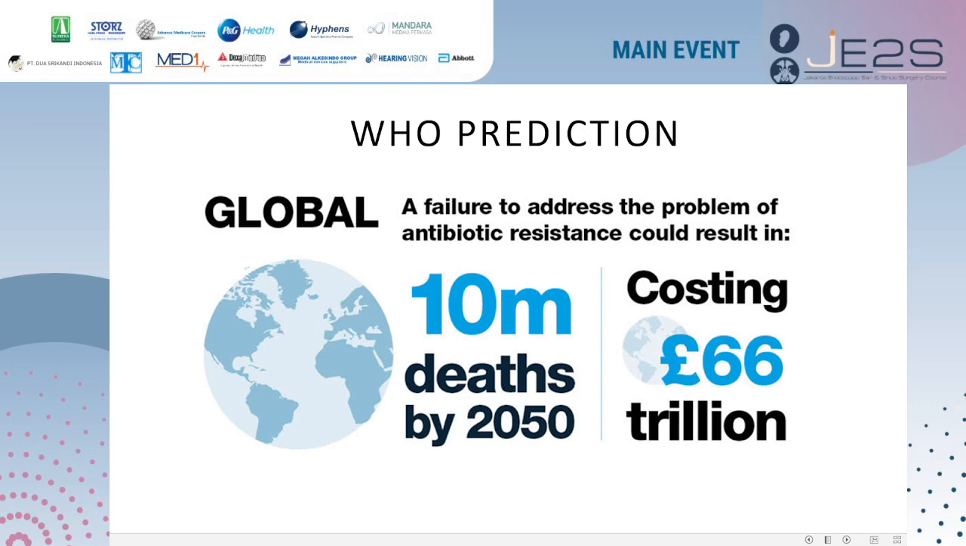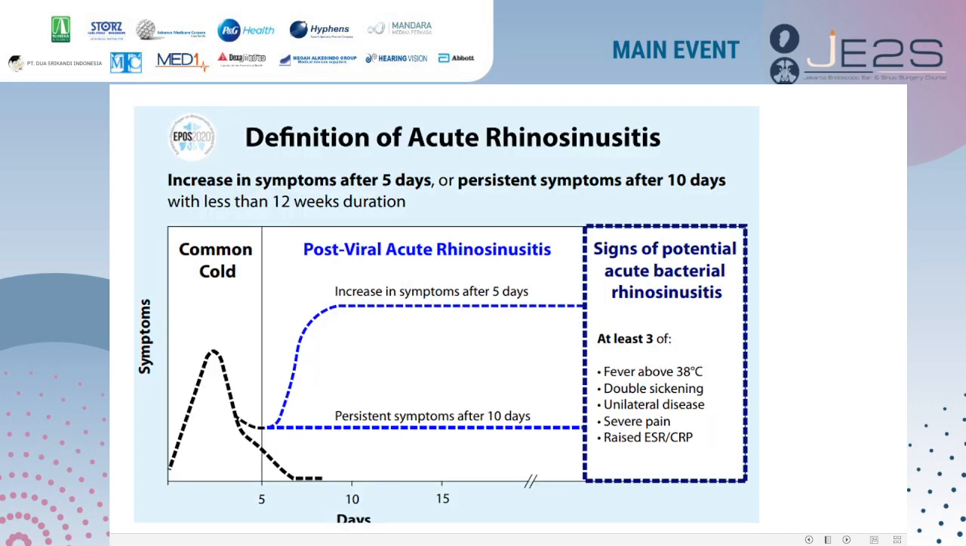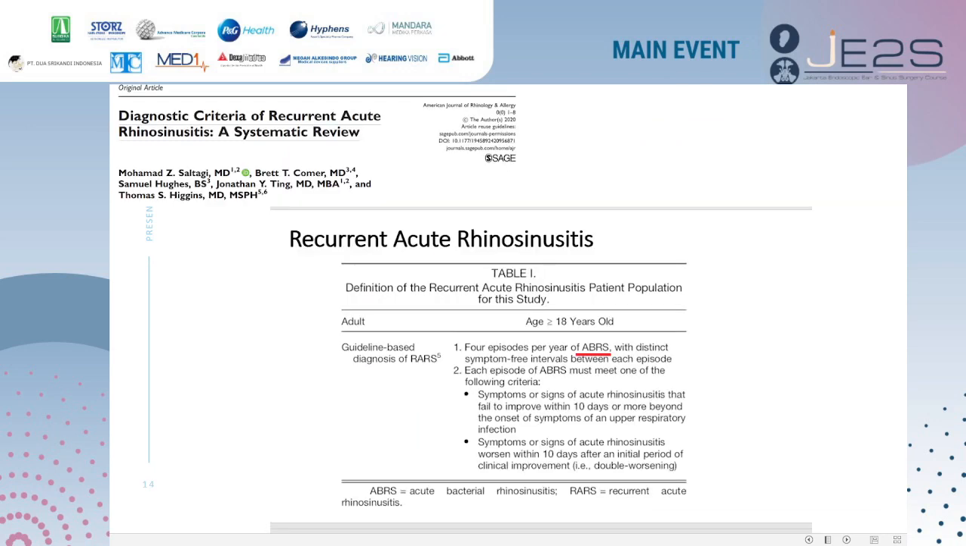Recurrent acute rhinosinusitis is one of the phenotypes that is quite unique because sometimes it's difficult for us to diagnose and to make a conclusion, because some patients with recurrent acute rhinosinusitis come to us with a normal endoscopy or normal CT scan, so there is a guideline that gives us how to make a diagnosis. Minimum 4 episodes per year right now, with acute bacterial rhinosinusitis, and each episode should have symptoms or signs of acute rhinosinusitis that fail to improve in 10 days or have a double worsening.